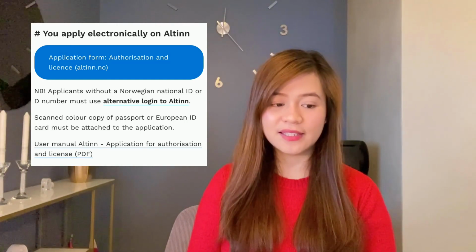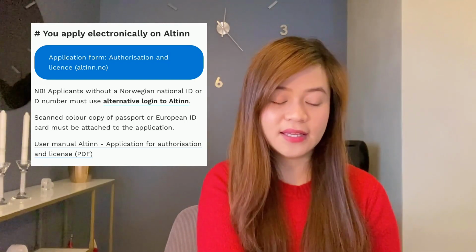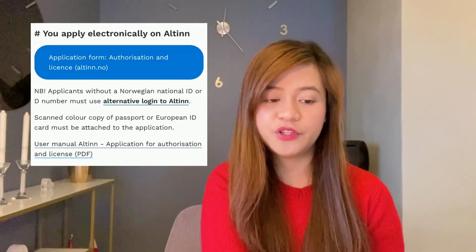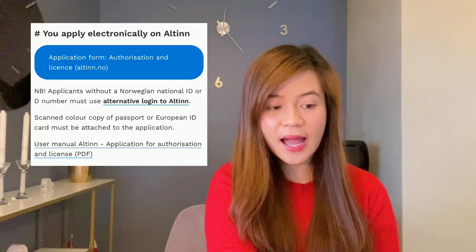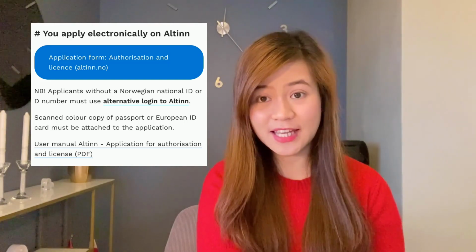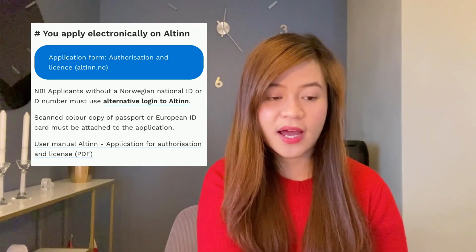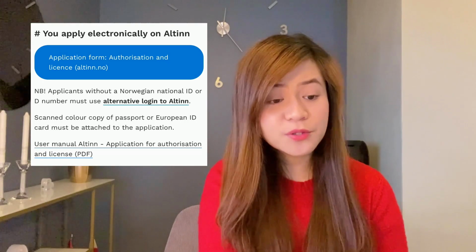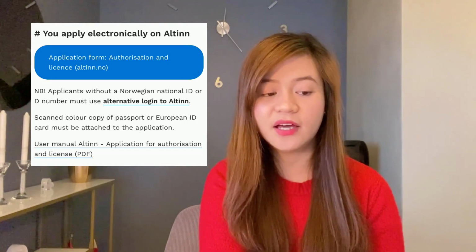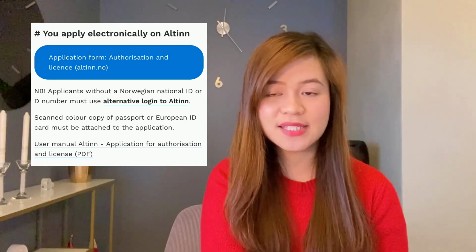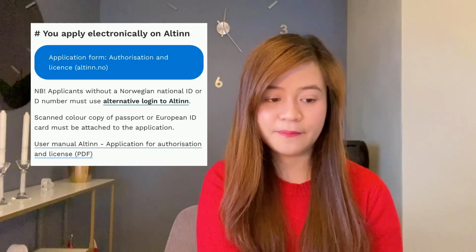electronically on Altinn, which is what I did, I just click on this application form, authorization, and license. And remember, applicants without a Norwegian national ID. I have my Norwegian national ID, so I just click on that. But those without a Norwegian national ID must use alternative login to Altinn. So you will just click on that link for you to be led through the process.